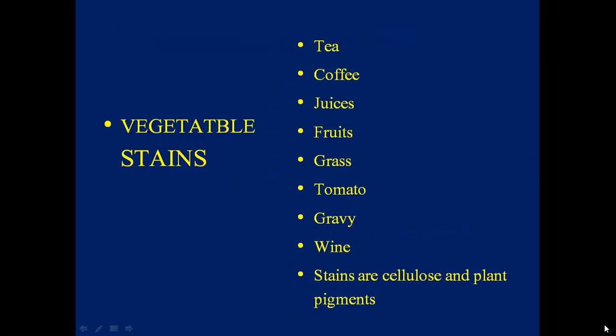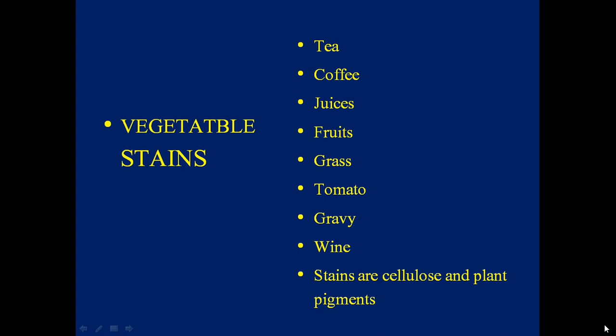Now we are moving towards vegetable stains. Vegetable stains include tea, coffee, juices, fruits, grass, tomato, gravy, wine. Stains are cellulose and plant pigments. So all the plant pigments and the stains which contain cellulose are called vegetable stains. So it is always easy to remove all the stains when they are fresh. If a stain becomes stubborn and old, it requires a lot of time and chemicals to remove it.